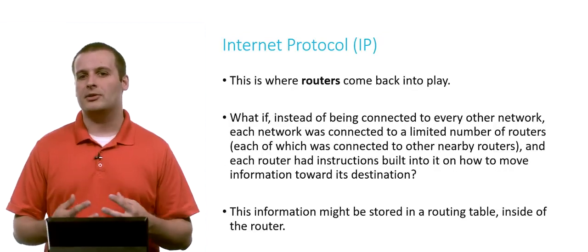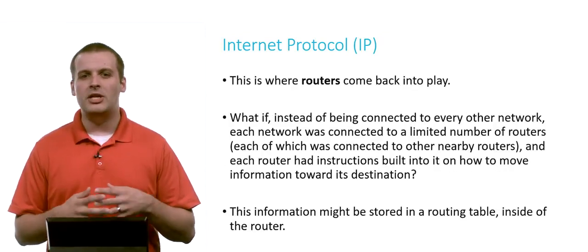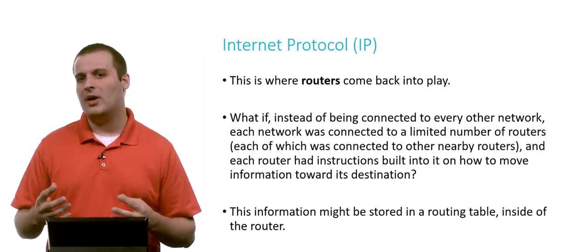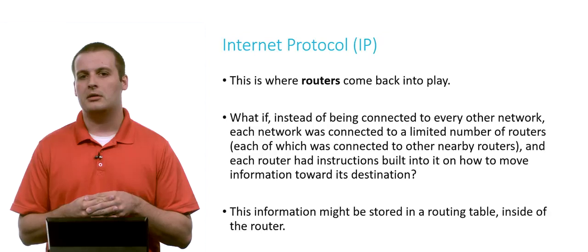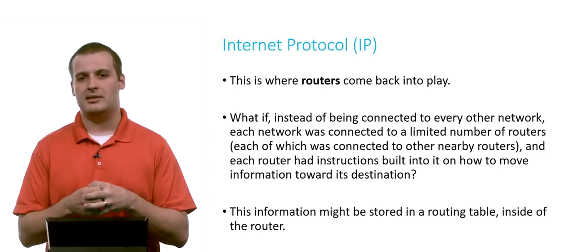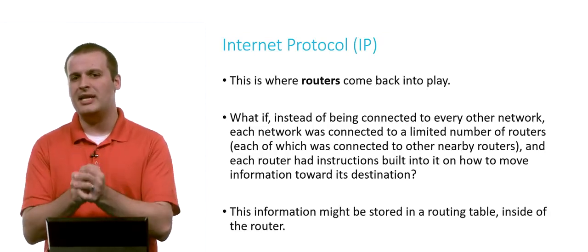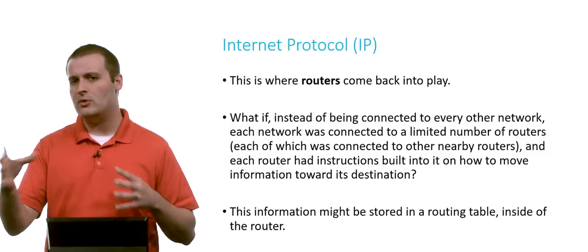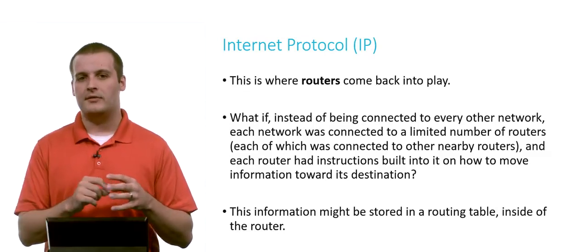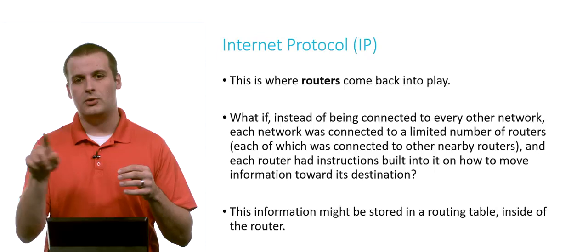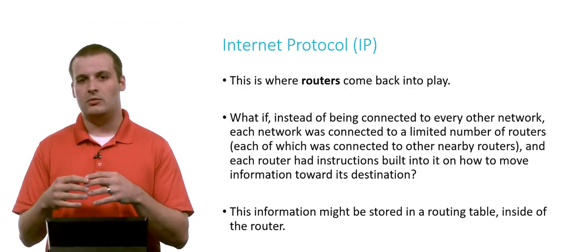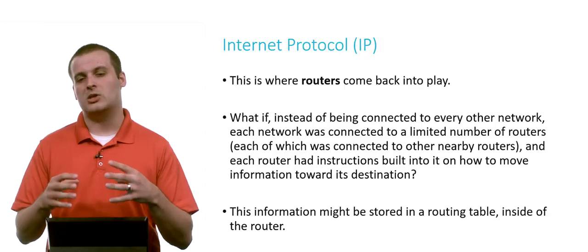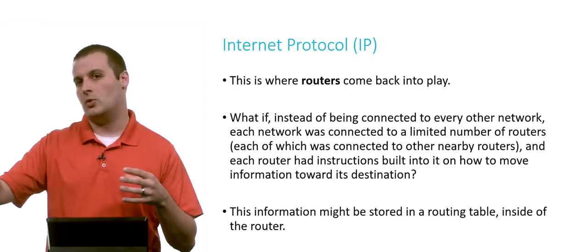And this is where routers come back into play. We can use routers in the following way. What if instead of every network being physically connected to every other network, we had these intermediary pieces where the networks were connected to these intermediaries, which were connected to a few networks. So instead of having 1 connect to 2, 3, 4, 5, and 6, maybe 1 connects to a router, which maybe connects to 1 or 2 of those networks, but also maybe connects to other routers, which also will connect to those other networks.